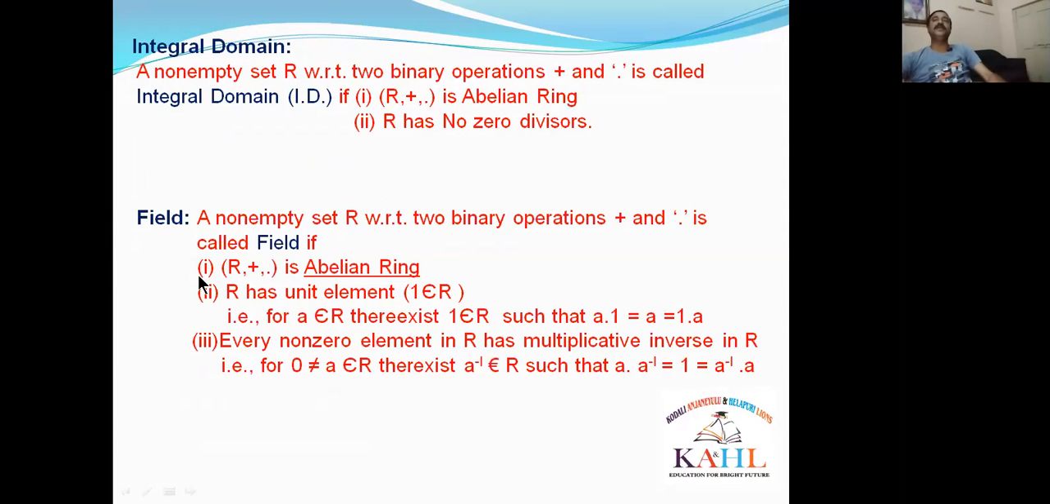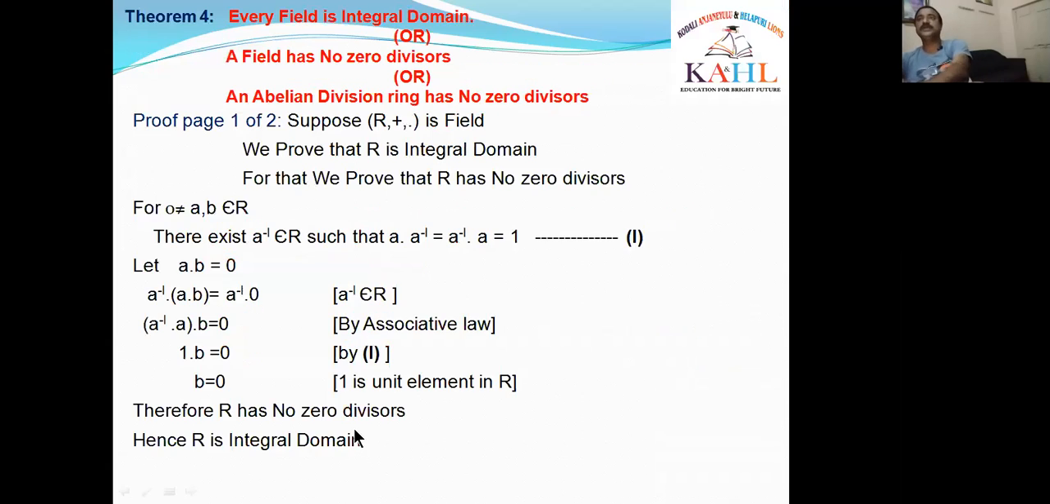We have taken a field. Field means these three parts are satisfied. What is the first part? R, plus, dot is an abelian ring. This is the same as the first part of the integral domain. Is it right? That means we don't need to prove the first part of the integral domain because it is already in the field. So we want to prove that R is an integral domain. R is a field, which means R is an abelian ring. That's why we don't need to prove the first part of the integral domain. We prove the second part, that is, R has no zero divisors.